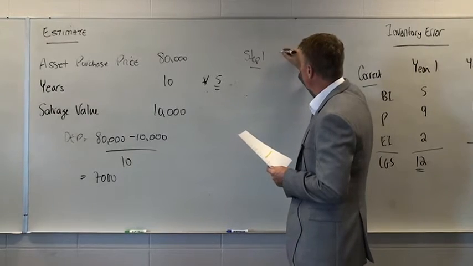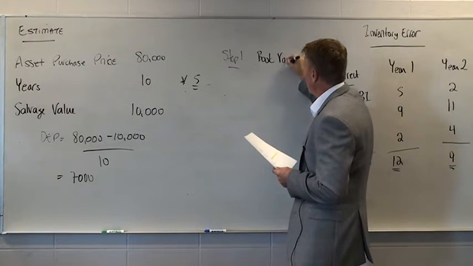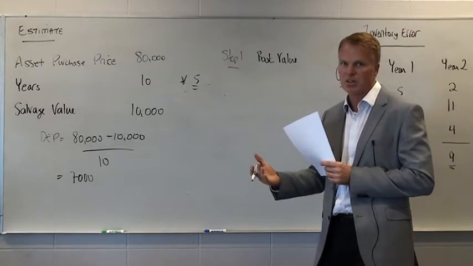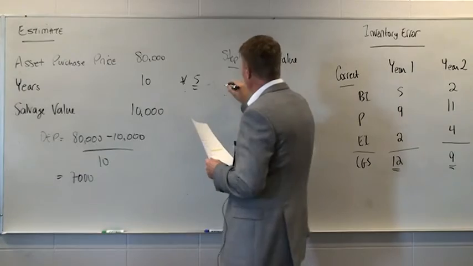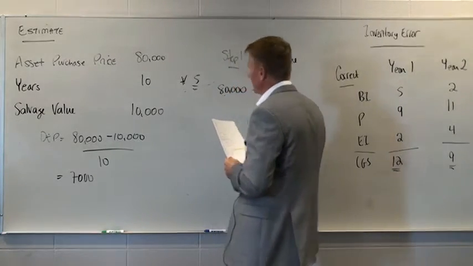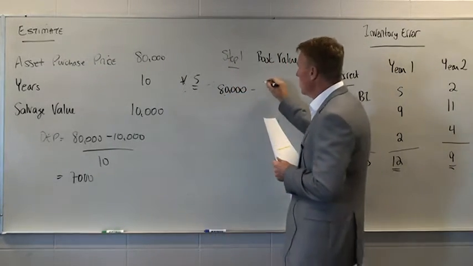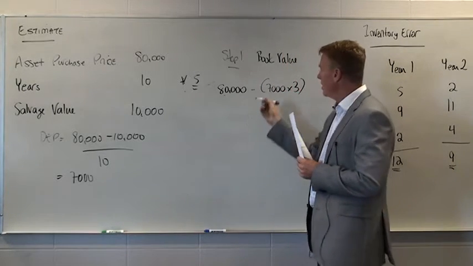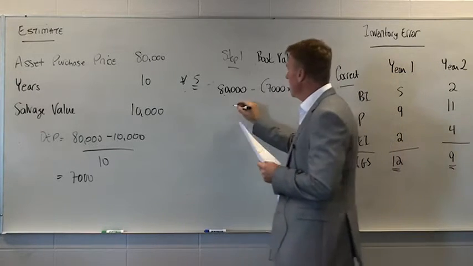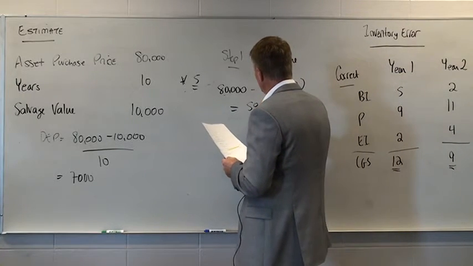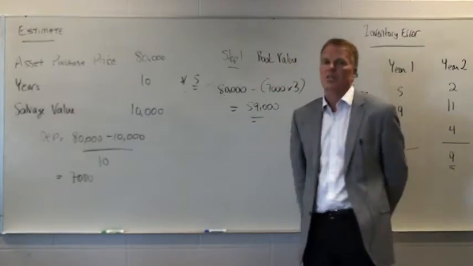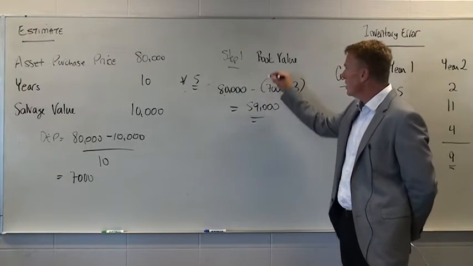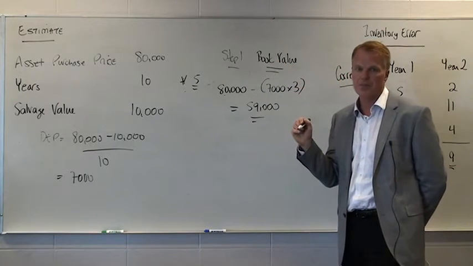Well, step one is we calculate our book value. We need to calculate what is the book value of this asset after 3 years. Well, we started off with $80,000 as our purchase price. We've taken $7,000 a year of depreciation for 3 years. That equals $21,000. We now have $59,000 as our book value. That's the book value of our asset at this point in time.